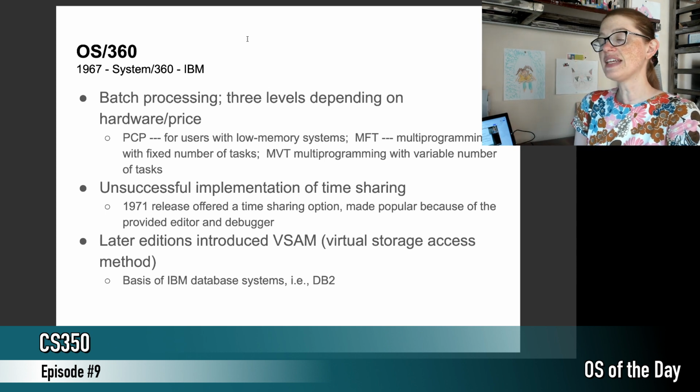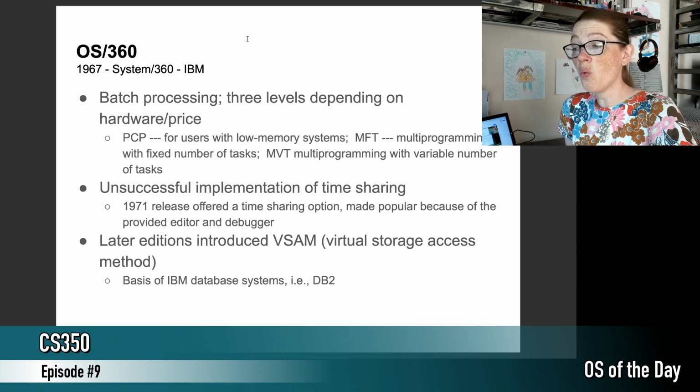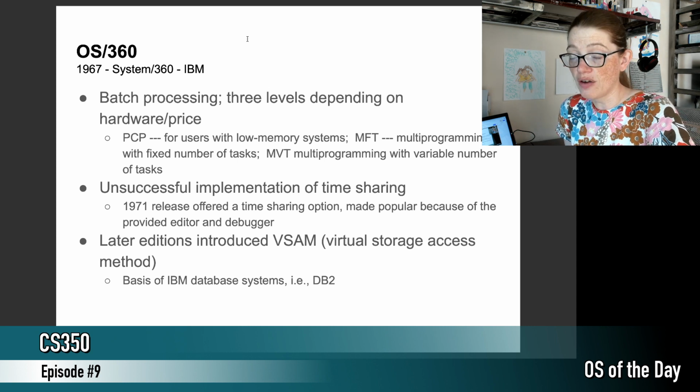Now, you'll note that time sharing was available in other operating systems at the time. So why didn't IBM offer it? They had tried to offer it, but their implementation was not successful. That happens, and it ended up getting delayed quite some years. And finally, in 1971, when IBM released an update to OS 360, they released with it the time-sharing option.